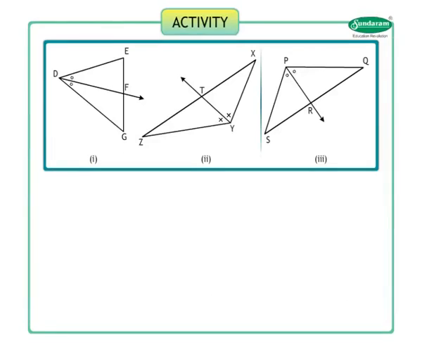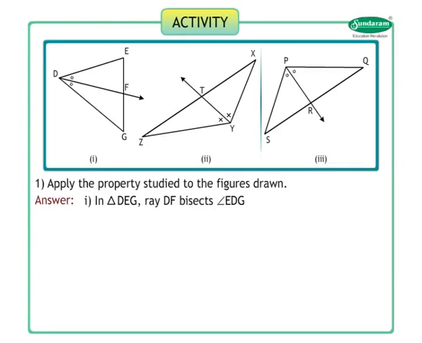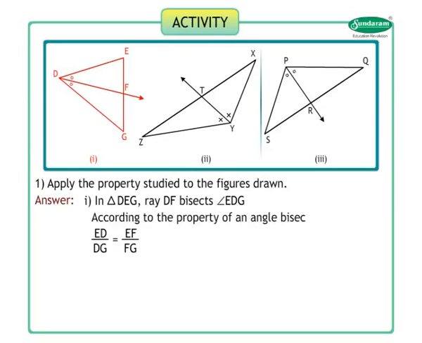Now let's look at another activity. Number 1. Apply the property studied to the figures drawn. Answer. Look at the figure 1. In triangle DEG, ray DF bisects angle EDG. Thus, according to the property of an angle bisector of a triangle, we get ED upon DG is equal to EF upon FG. Look at the figure 2.